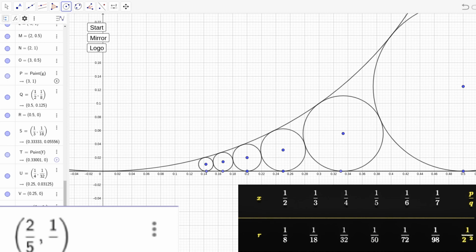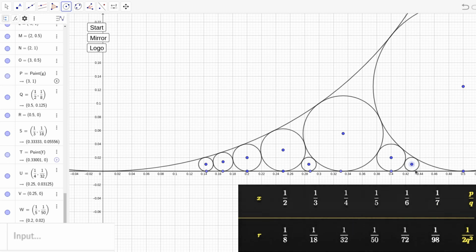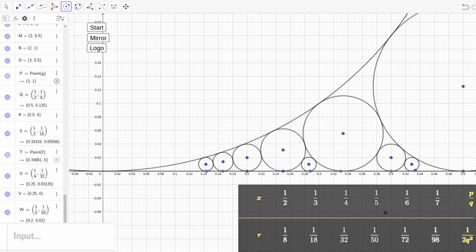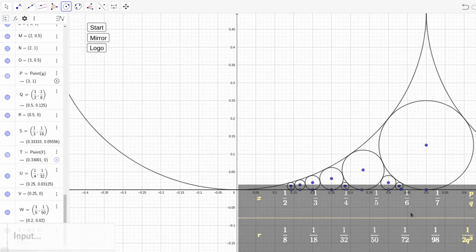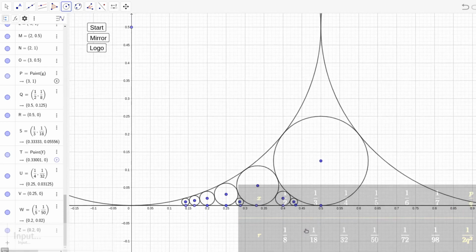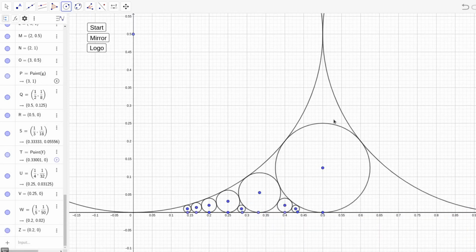When its radius is twice the square of the denominator of this fraction, the circle perfectly fills the gap between its neighbors. This is only the beginning of the story. Circles can also be found for gaps above the x-axis. The pattern that we've just found can be generalized.